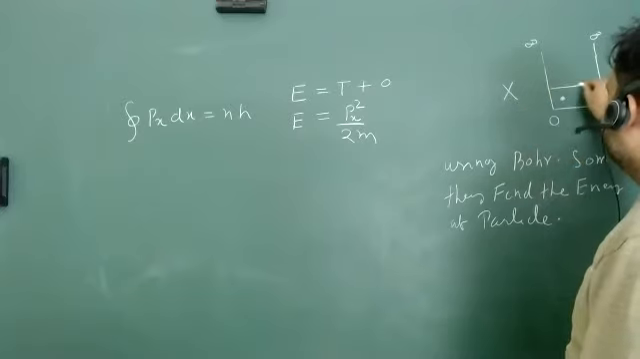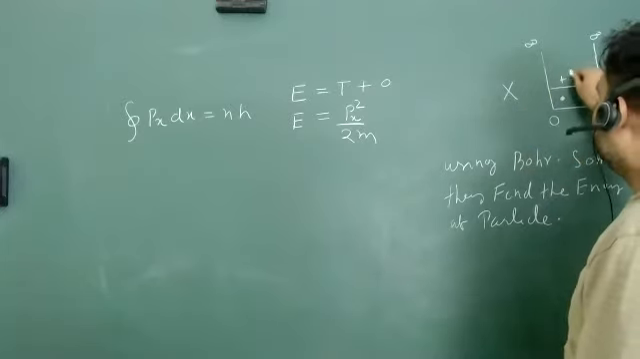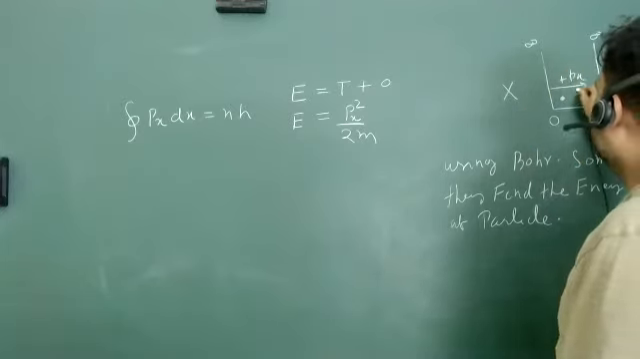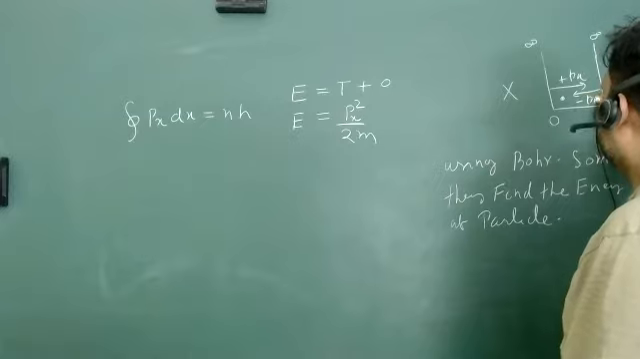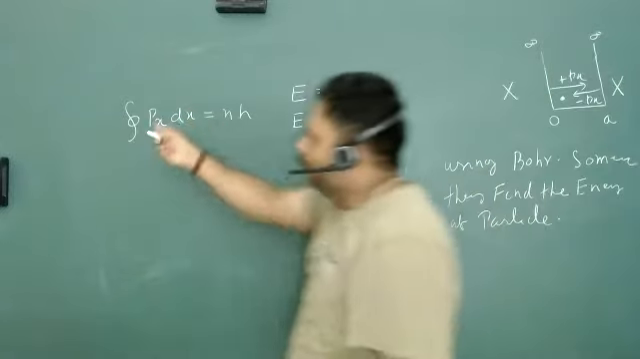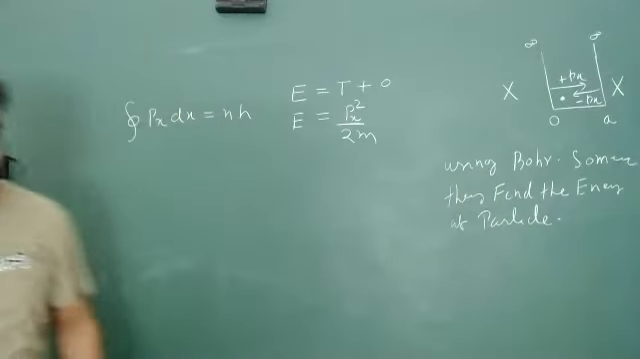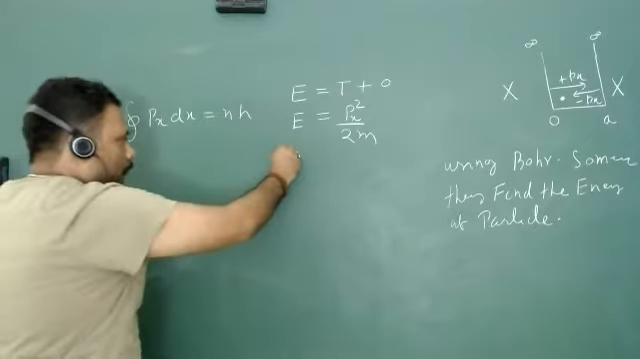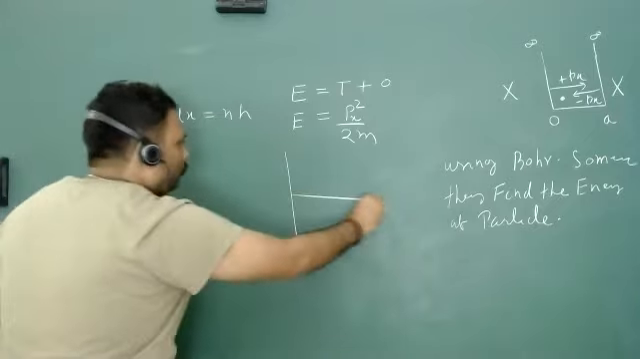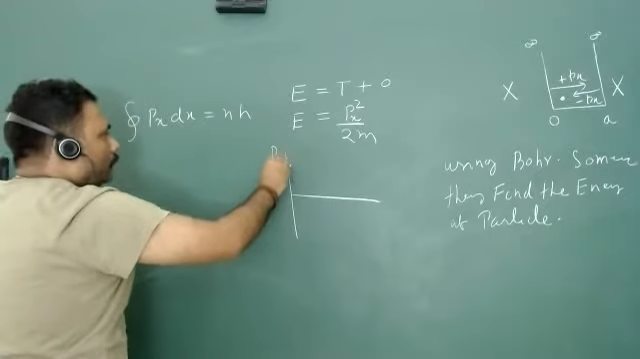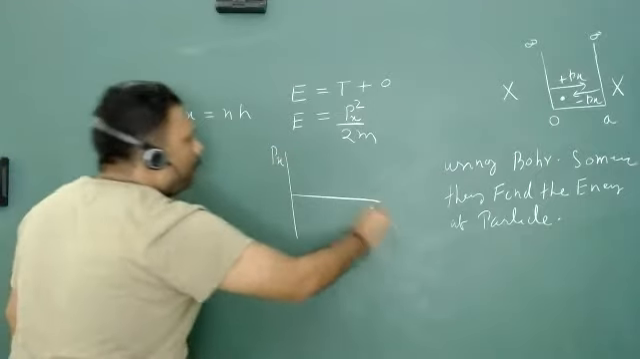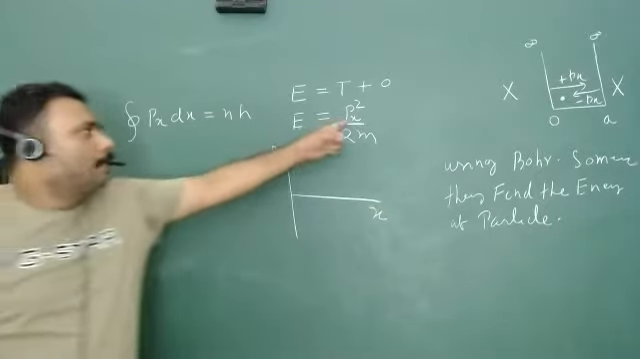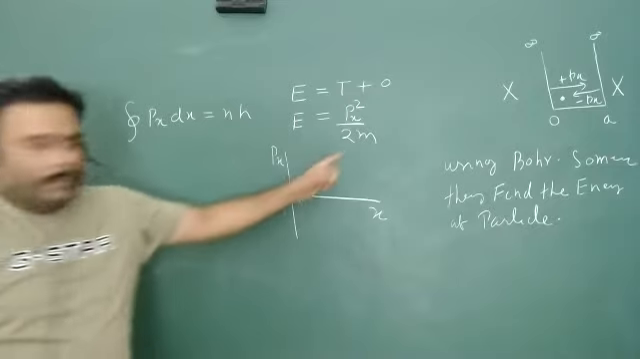So from here to here, there is positive momentum, and from here to here, there is negative momentum. This is nothing but the area under the phase curve we have learned earlier. So what will be the phase curve for this particular system? The phase curve is nothing but px versus x. What is the value of px?